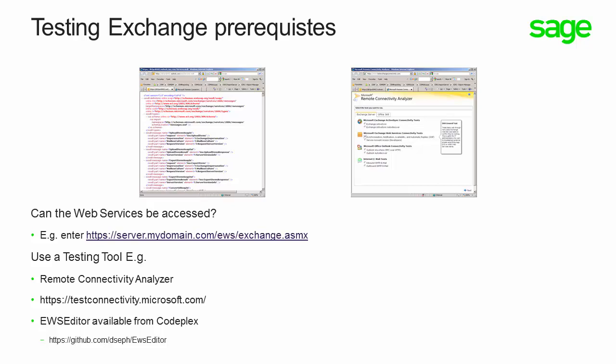So that's going to be in the form of whatever the domain is, /ews/exchange.asmx. We can then use a testing tool, and there's a very good one provided by Microsoft, testconnectivity.microsoft.com, which we can use to test everything. There's also an EWS editor available from Coplex, which you can find on GitHub as well.